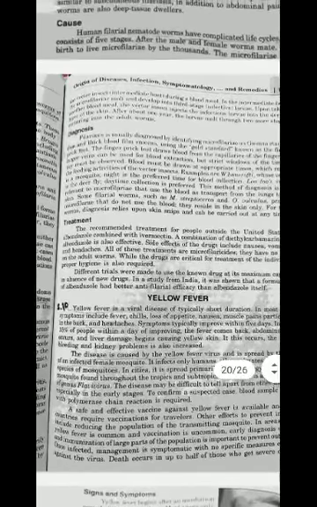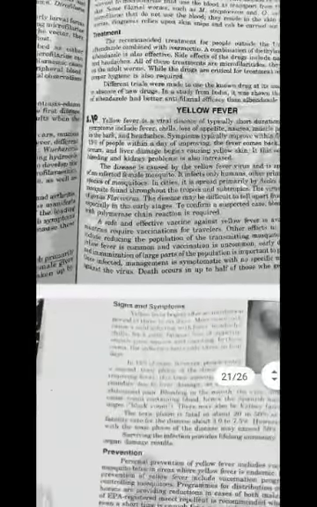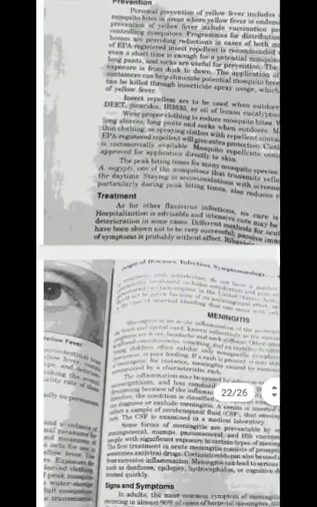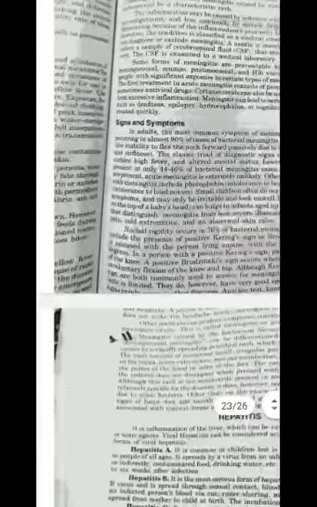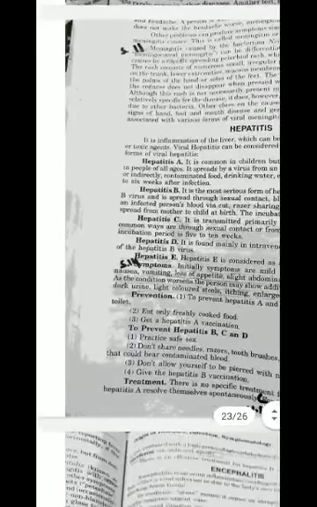Hepatitis. There are different types of hepatitis: hepatitis A, hepatitis B, hepatitis C, hepatitis D, hepatitis E. Symptoms. Initially, symptoms are mild fever, muscle or joint aches, vomiting, loss of appetite.